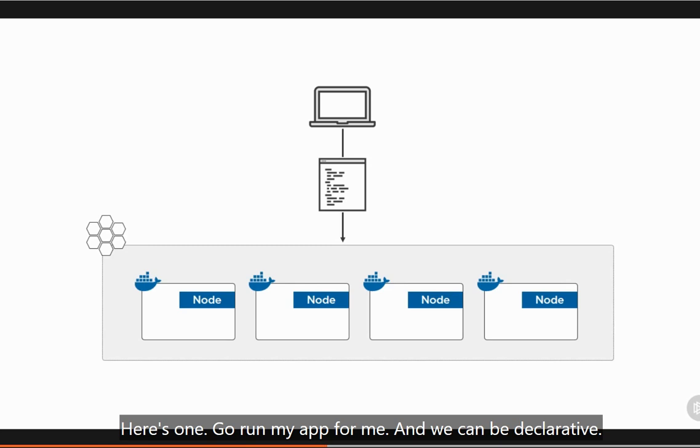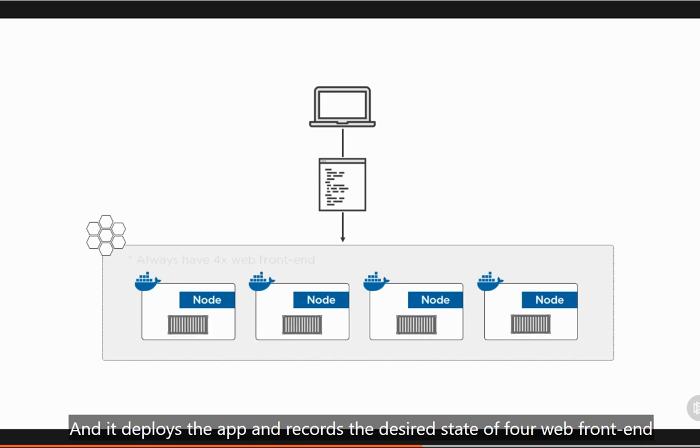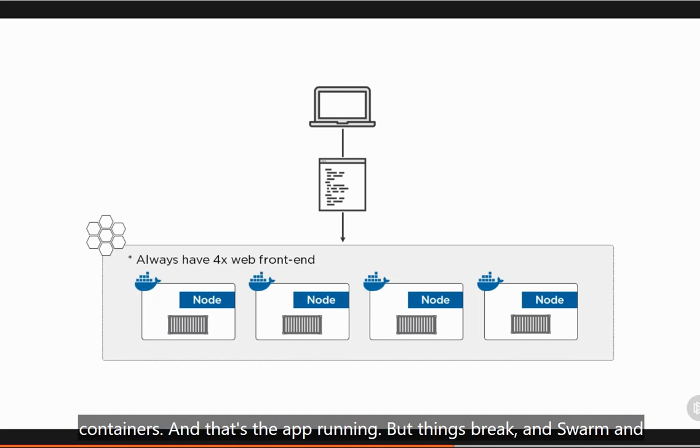And we can be declarative. So, here Swarm, run my app for me. Oh, and while you're at it, make sure there's always 4 containers supporting the web front end. Cheers. And it deploys the app and records the desired state of 4 web front end containers. And that's the app running.